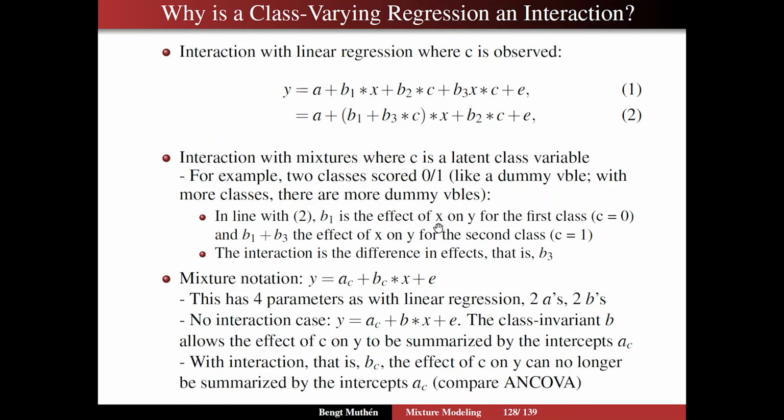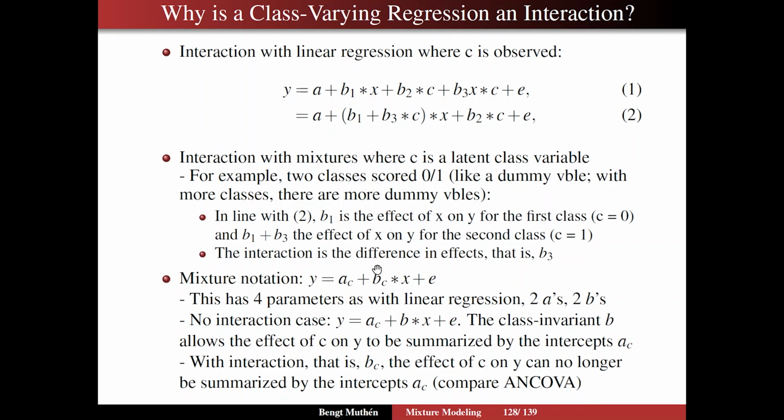So B1 is the effect of x on y for the first class, and B1 plus B3 is the effect of x on y for the second class, where c equals 1. So the interaction is the difference in effects, that is B3. So B3 is the interaction, just like before. In the mixture notation, we write it as y equals a, an intercept that is class specific, so subscript c, and a slope on x that is class specific with subscript c again. So this model has 4 parameters, just like with linear regression. We have 2 a's and 2 b's.